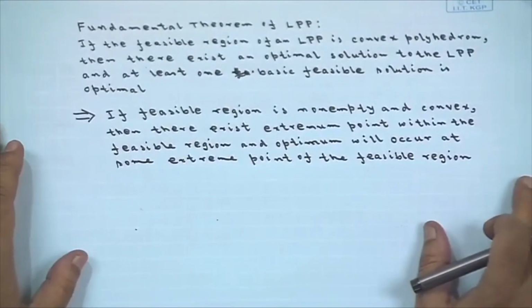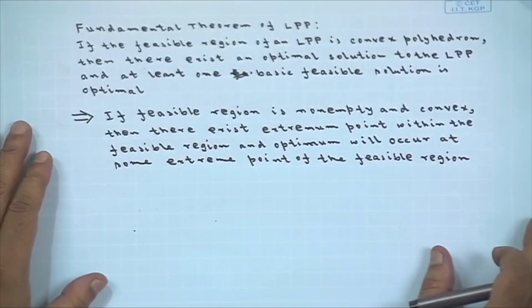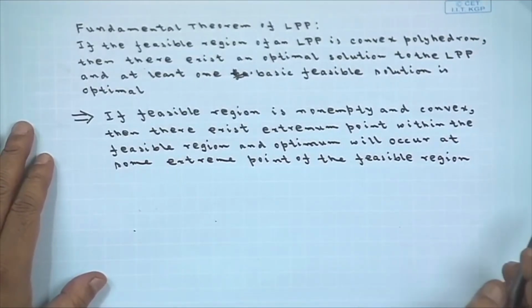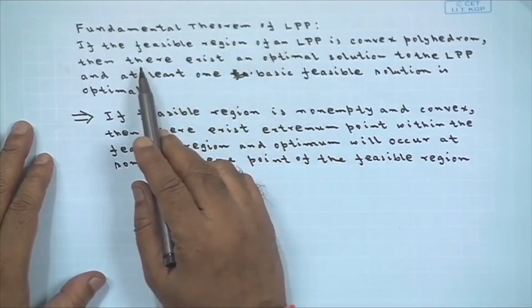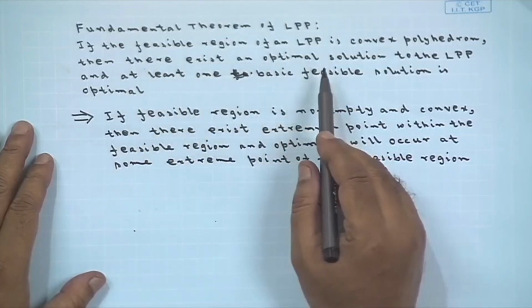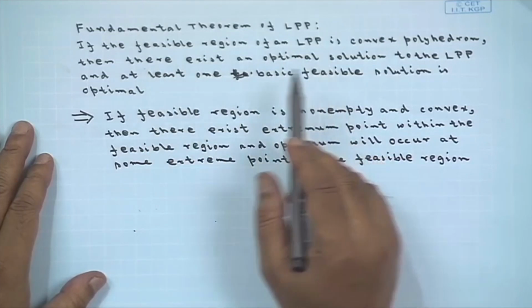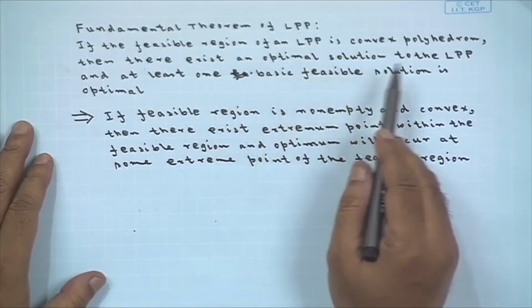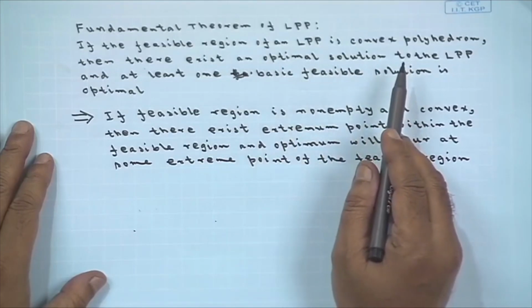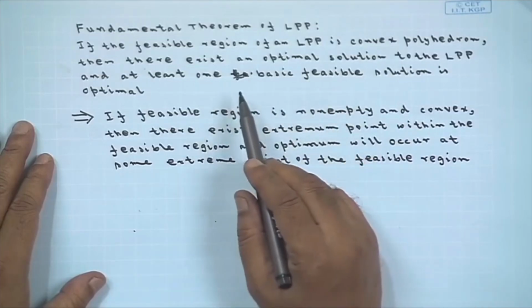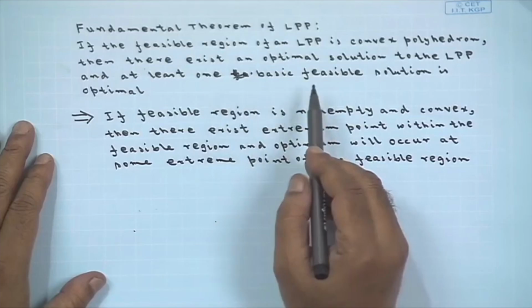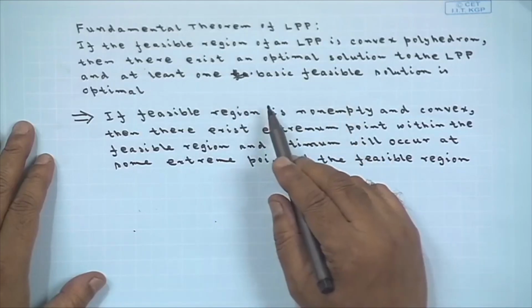Now, let us go through quickly some theories which are important, which we have to use afterwards. First one, the fundamental theorem of LPP. What it says: if the feasible region of an LPP is a convex polyhedron, please note this, already we have told the feasible region will form the convex polyhedron, then there exists an optimal solution to the LPP, and at least one basic feasible solution is optimal.